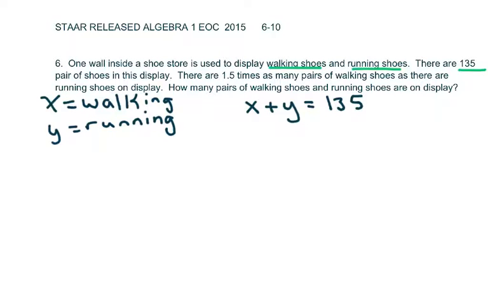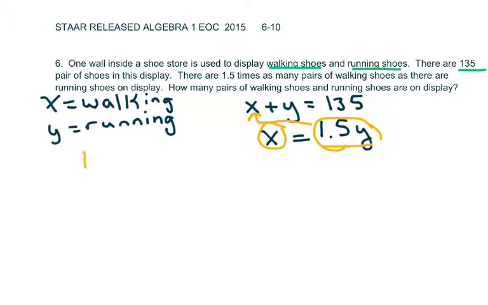Now it says there are 1.5 times as many pairs of walking shoes as there are running shoes. So my walking shoes is 1.5 times my running. Now, what I'm going to do is use substitution. Since I have x already here, I'm going to plug this x equals 1.5y into this x and solve for y.